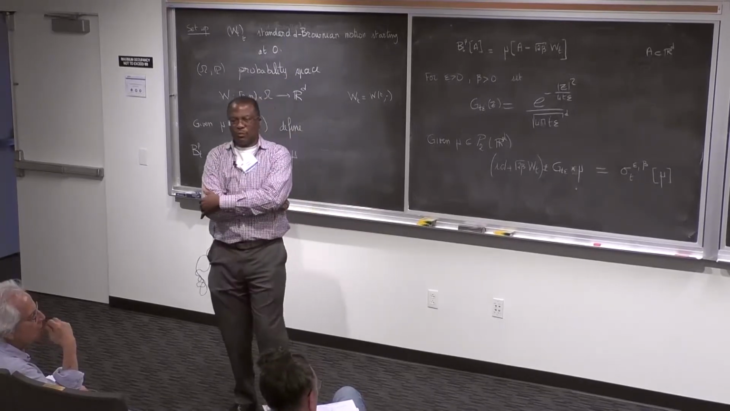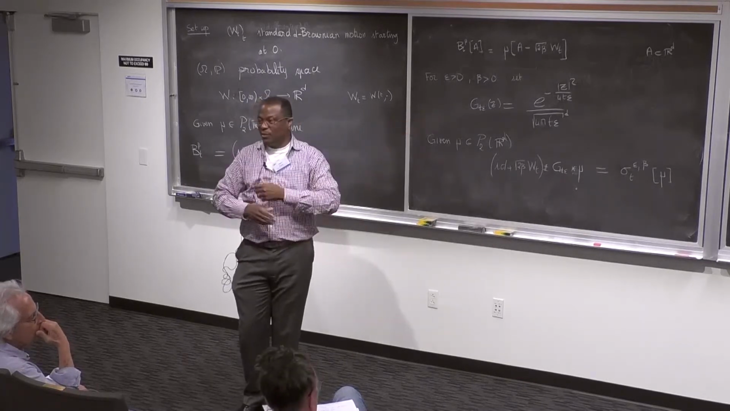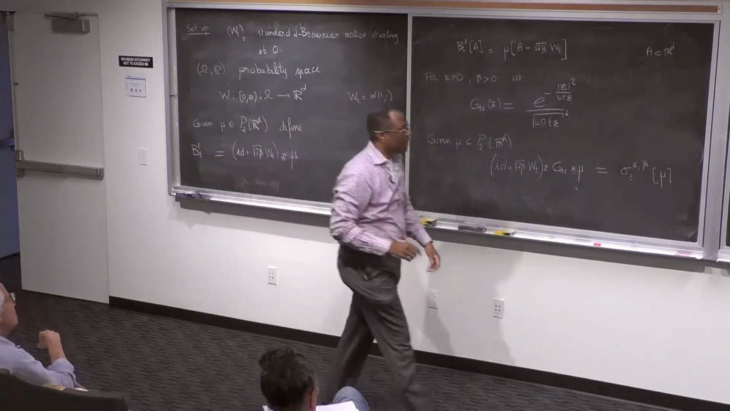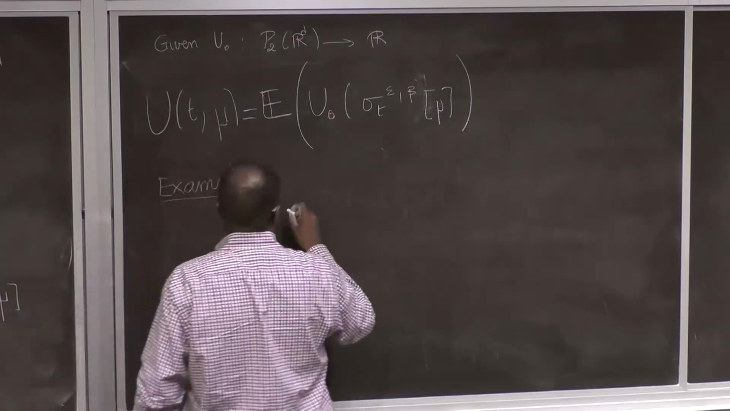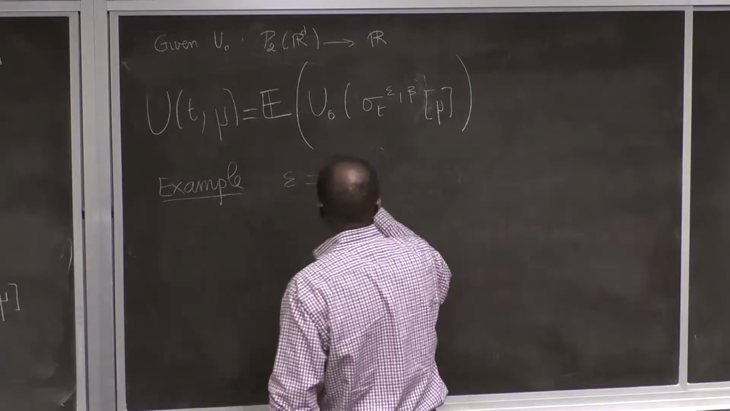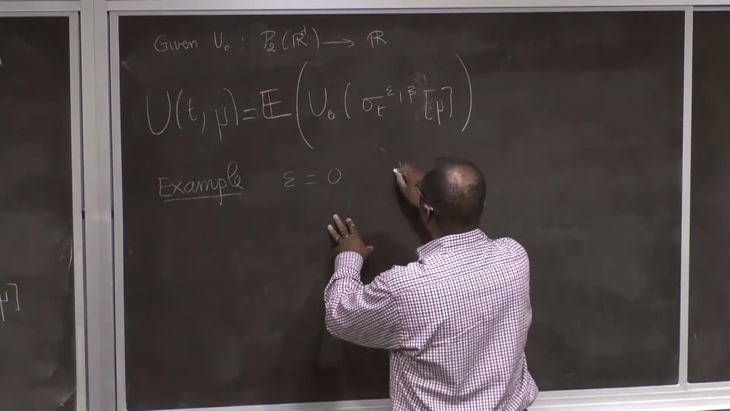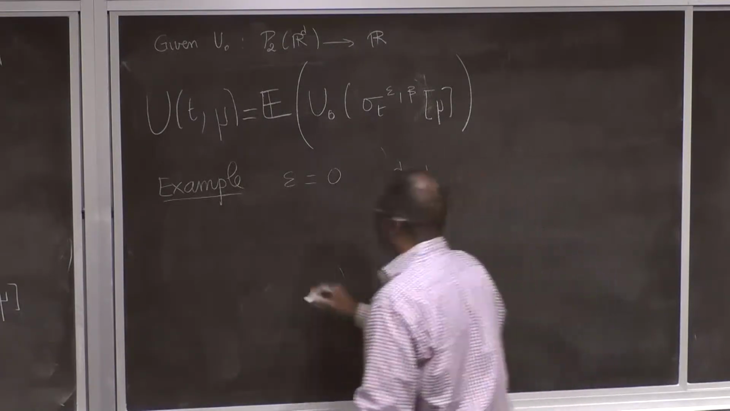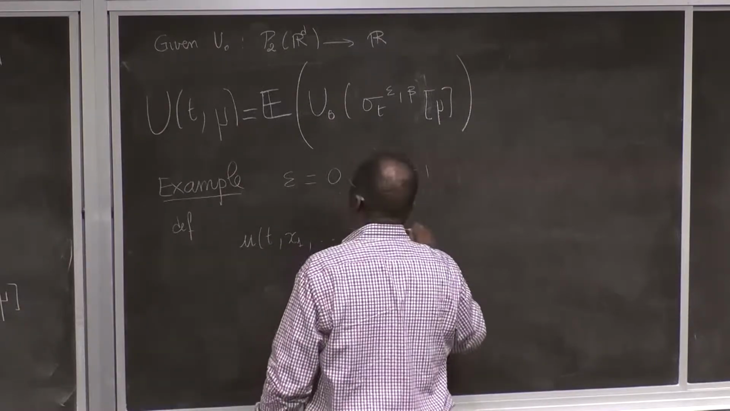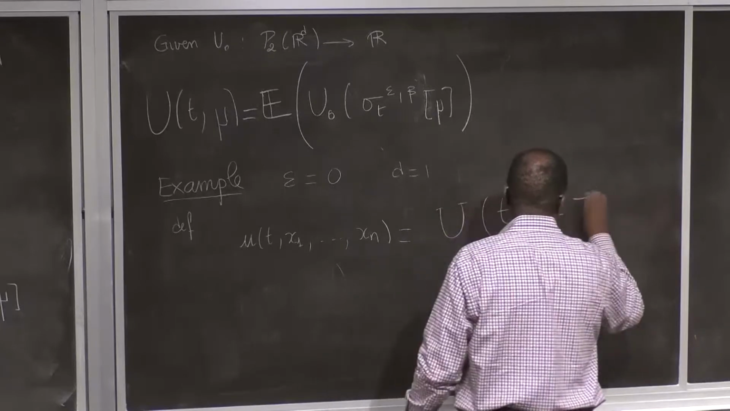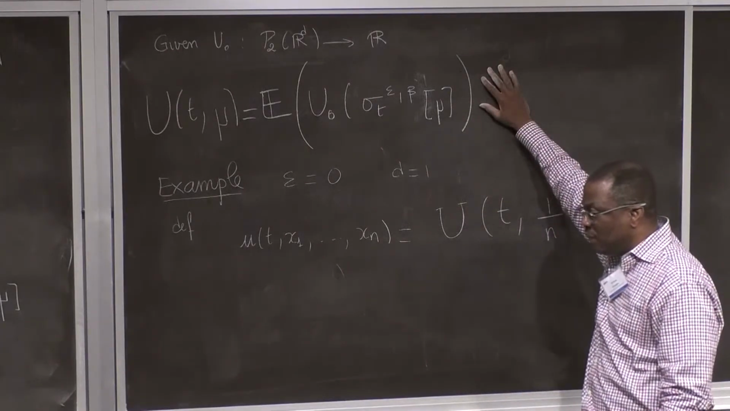So one test: first you say, let us take mu to be an average of Dirac masses. And you can write explicitly what U is, and you can see explicitly the equation is satisfied. Let me give an example. Let me assume that epsilon is 0 and let me assume that d is 1. And define little u of t, s_1, ..., s_n to be capital U of t, 1 over n sum i from 1 to n delta_{s_i}.